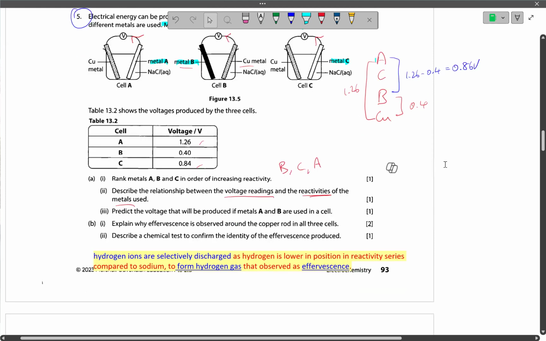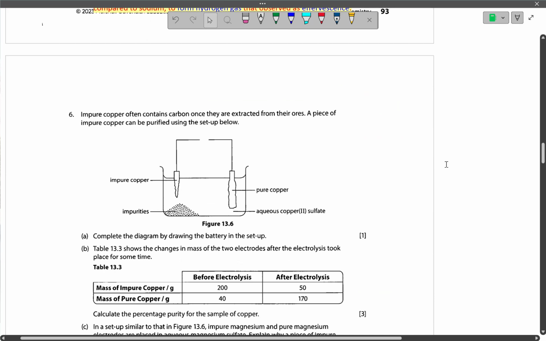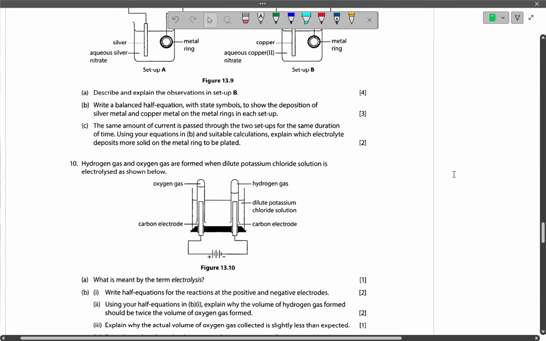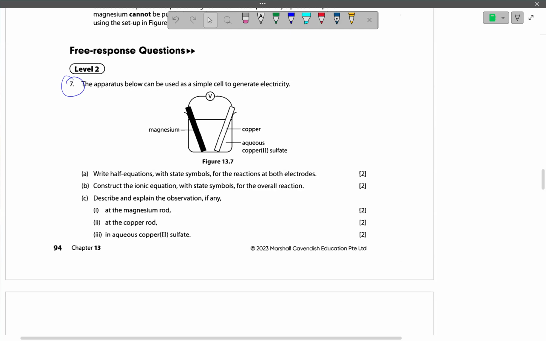Okay, let's see another question. This one I did before, right? And the rest are electrolysis, so there's no more chemical cell. I guess that's all for this. Let me just stop.